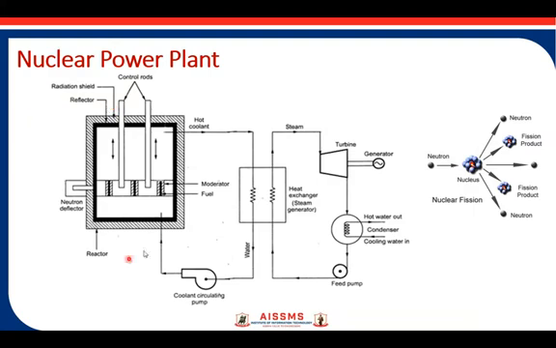Here we have the nuclear reactor inside which the neutron deflector is there, then the radiation shield, control rods are there for controlling the reaction, then moderator and fuel are used. The coolant in this case, suppose water, will be circulated inside the nuclear reactor. Whatever heat energy is generated by the nuclear fission will be used for converting the water into steam.